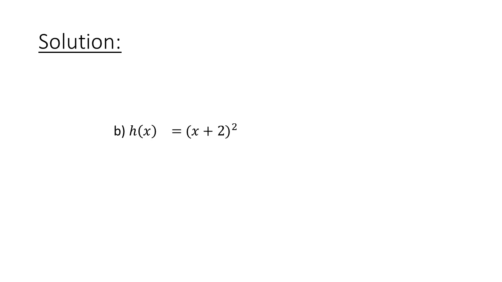Now let's look at part B. We were talking about order of operations. Here we first add 2 to x and then square. We are doing the change directly to x values.